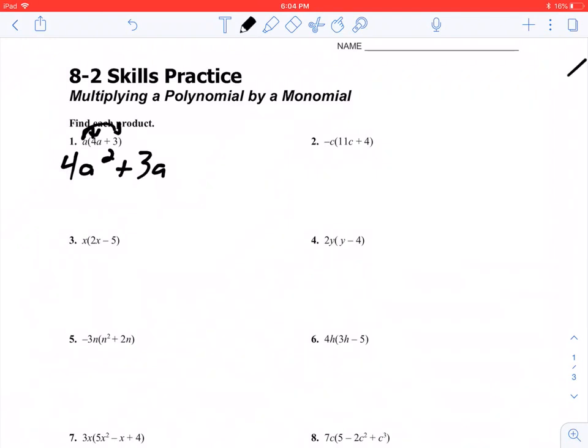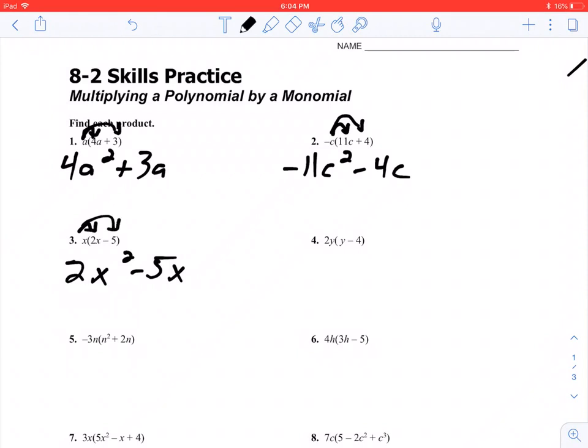Number 2 is very similar. You have to distribute the c. The only issue is it's a negative c. So when you have a negative c times 11c, you end up with negative 11c squared minus 4c, because the negative changes the sign on both things inside the parentheses. This x is going to distribute the same as the last two, so we get 2x squared minus 5x distributes.